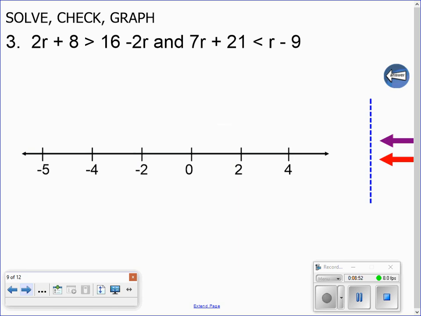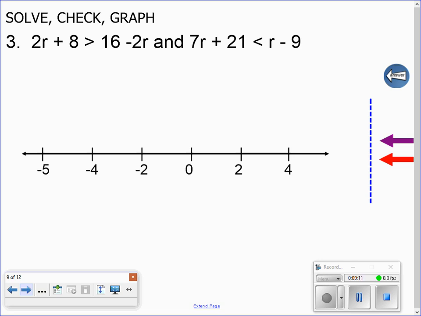Looking here, we have another and, we have another intersection. We have 2r plus 8 is greater than 16 minus 2r, and 7r plus 21 is less than or equal to r minus 9. So that means when we solve, our solutions must satisfy both inequalities. They must be true for both.